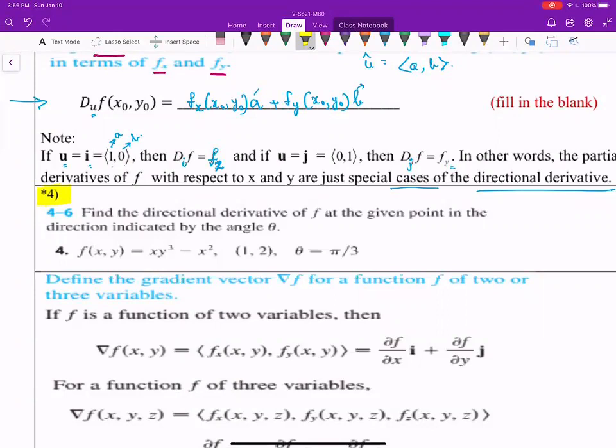Problem number 4, based on this directional derivative, is done in the videos of this section. Please refer to the set of videos for this section.